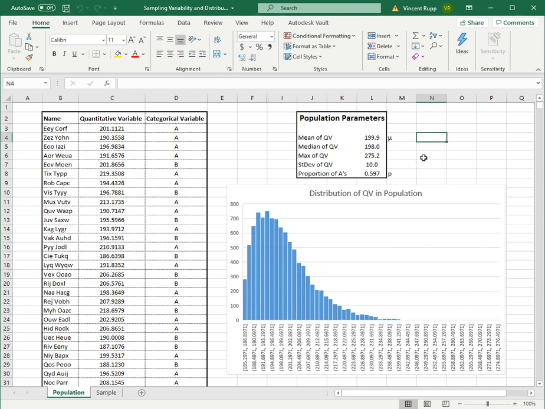So the two things we look at the most in statistics are means and proportions. And so we need to start paying a little more attention to the notation for those. A population mean is referred to as mu, and a population proportion is referred to as lowercase p.